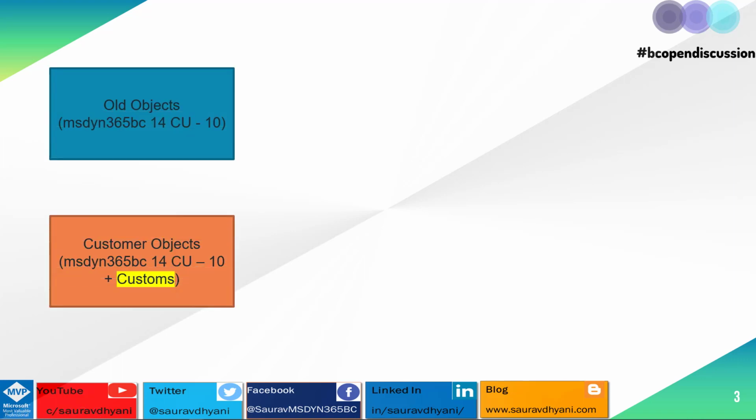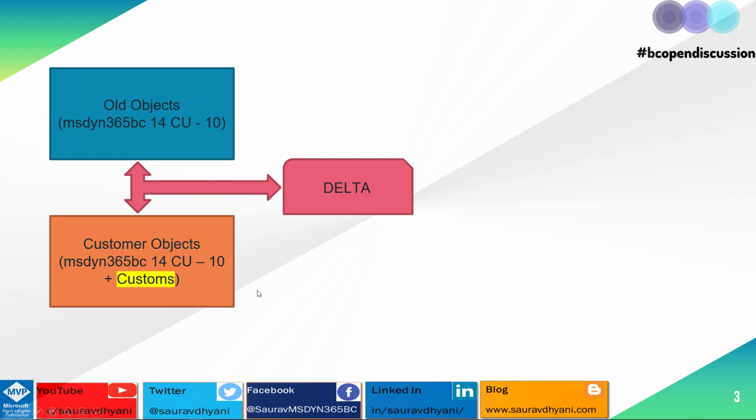So we have also seen this in the previous slide, that we have old custom objects, old base objects, and the customer objects. The baseline remains the same, which is cumulative update 10, and then there are some customizations in 9 objects that we saw as a result of the comparison. So we generated this delta. Now in the older versions of NAV, you actually have to manually copy these changes and then merge them into the newer version of your application files or the objects file.